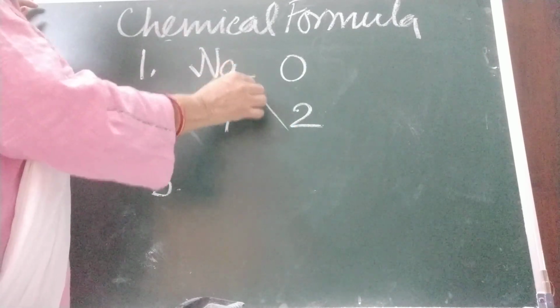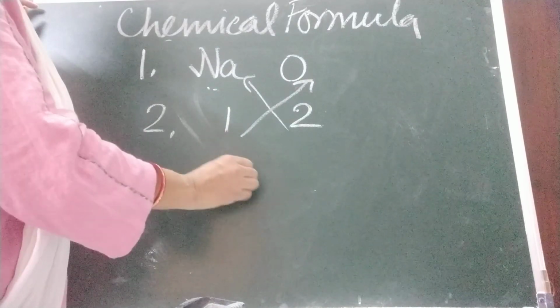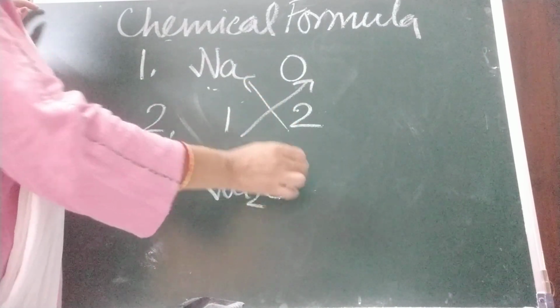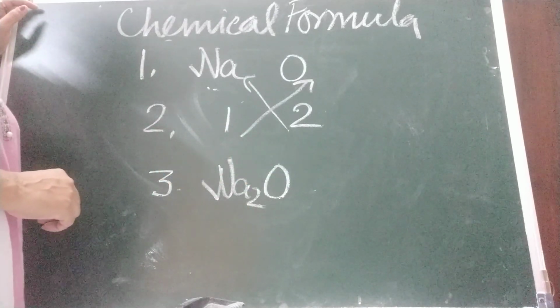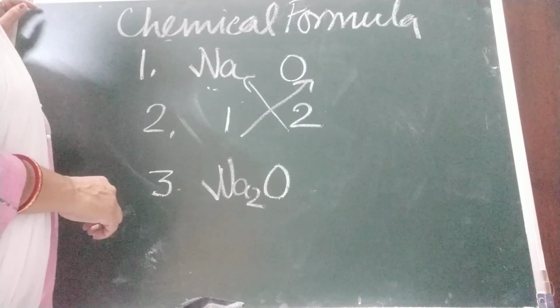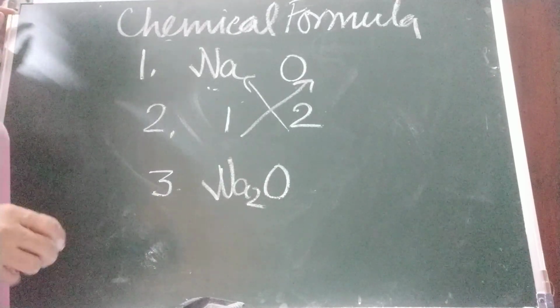Third step, cross it. Na, 2 will come this side. O, 1 we will not write. Okay children, so I have told you today how to make what? Chemical formulas. Clear children? Thank you.